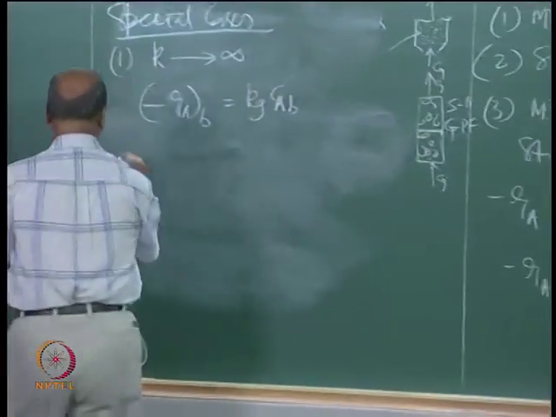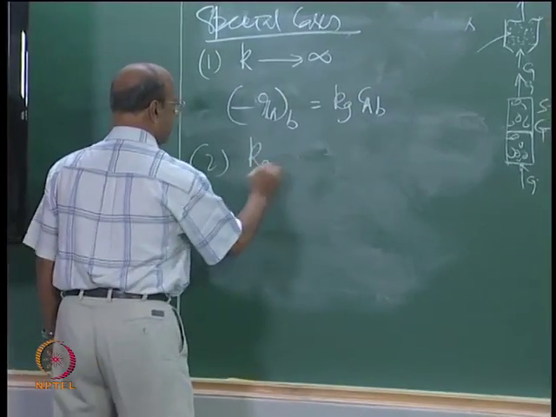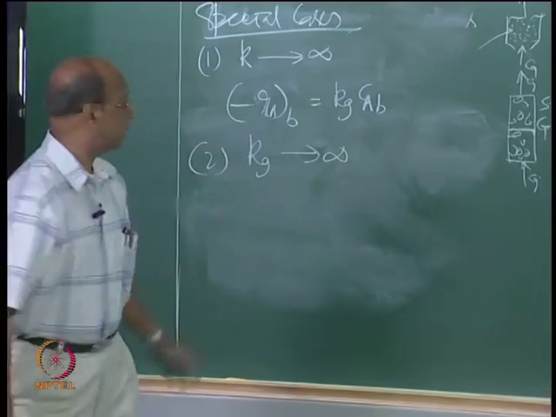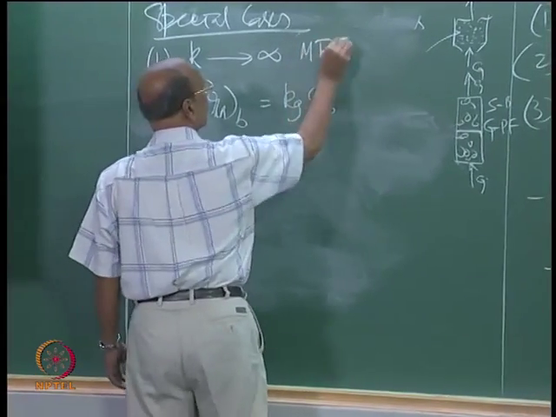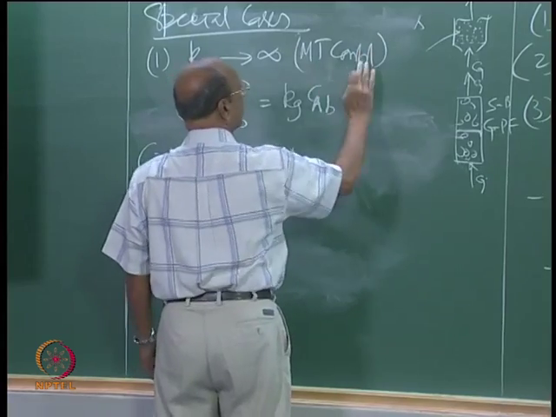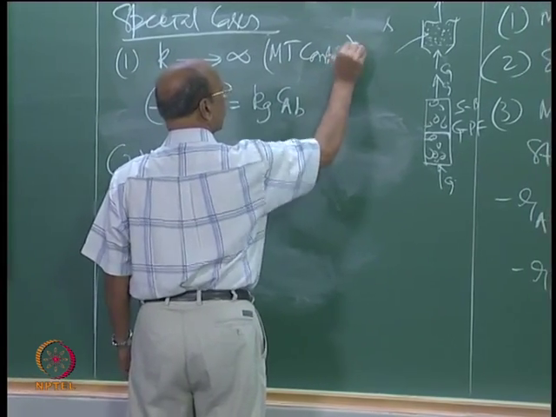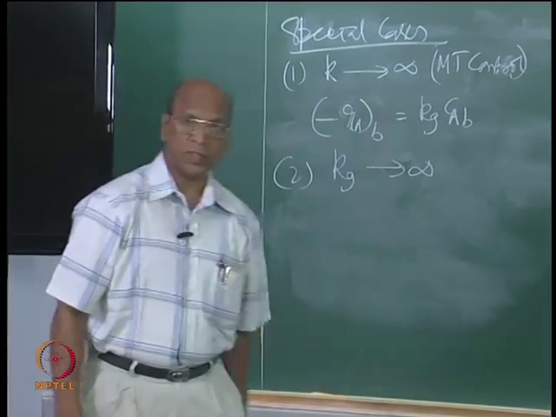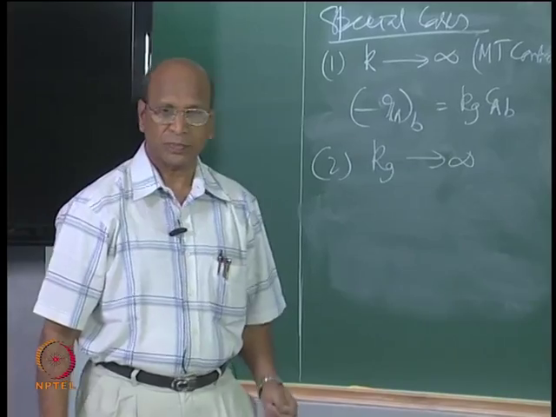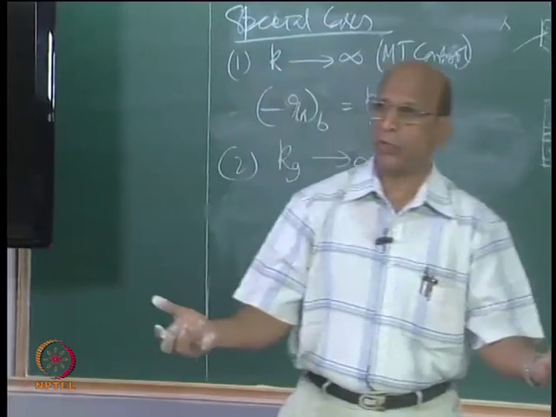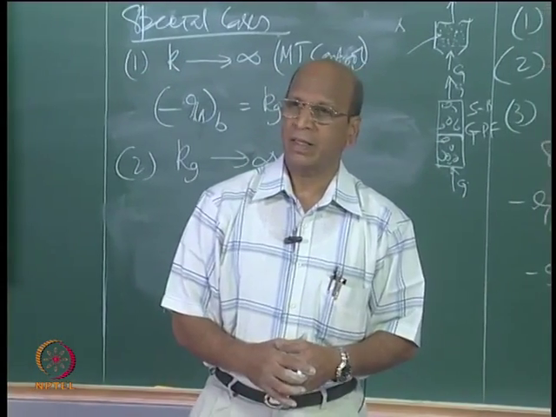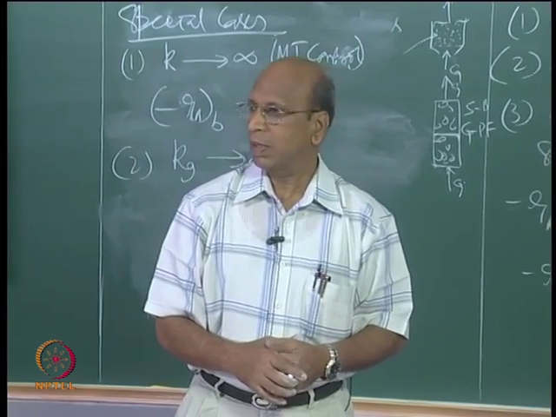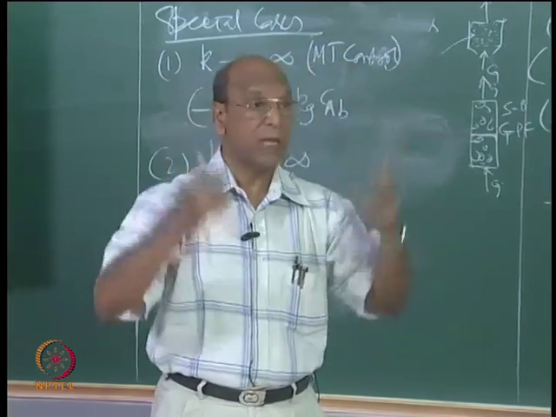And when you have the other thing, that is kg tending to infinity, that means, when do you get this case? This is reaction control. Yeah, in the second case my kg is infinity. No resistance through the film. When can you get that? When do you get a thin film? High gradient, very high flow rate.